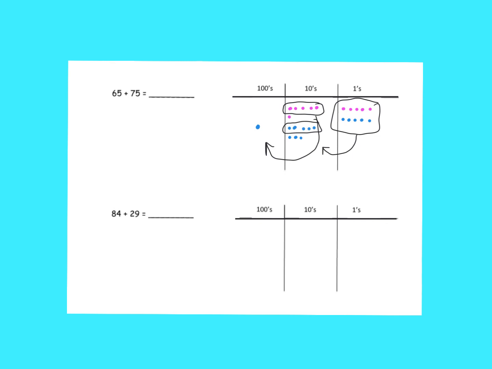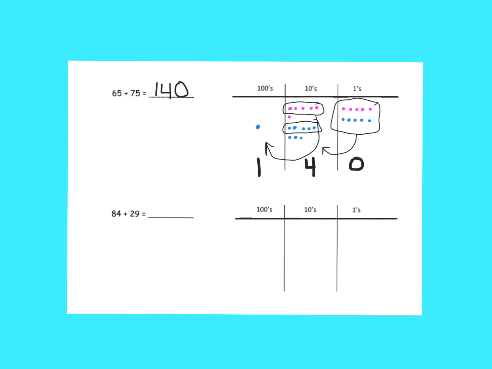In the ones place, we had a 0, so we want to write 0. In the tens place, we had 4. In the hundreds place, we have 1. So we can come over here and fill in our answer as 140. So 65 plus 75 equals 140. Now again, we can go and do the same thing for our other problem.